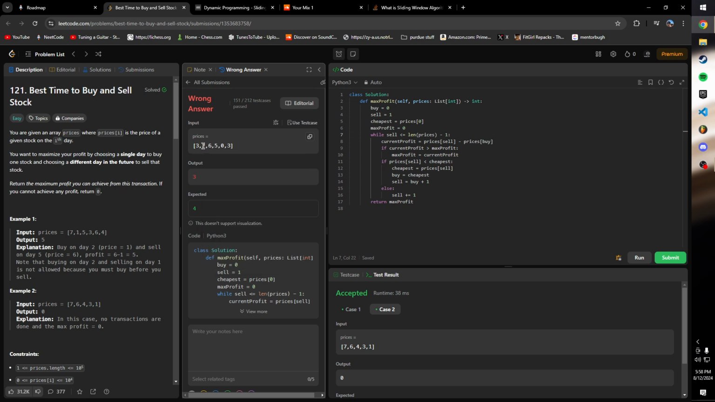Okay, so 3, 2. This is not bigger, but 2 is the cheapest we've seen. So then it goes 2, 6 at the next window, and this gives us 4 as the current profit. So that is bigger. 6 is not the cheapest we've seen, so we don't update. We just move sell up 1, so 2, 5.